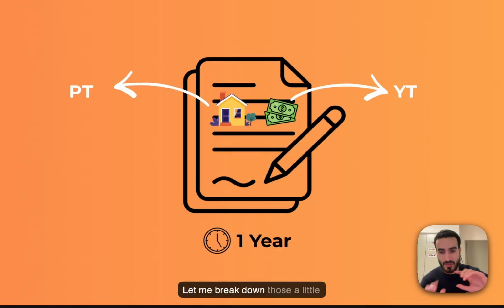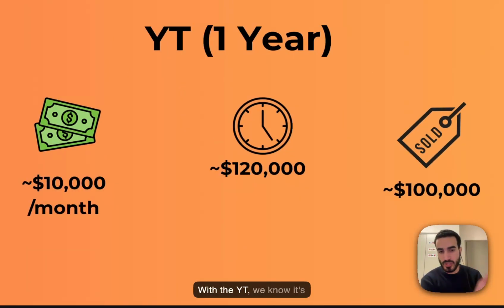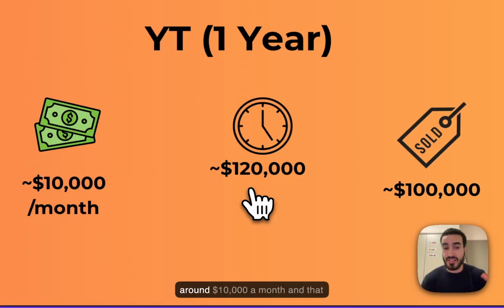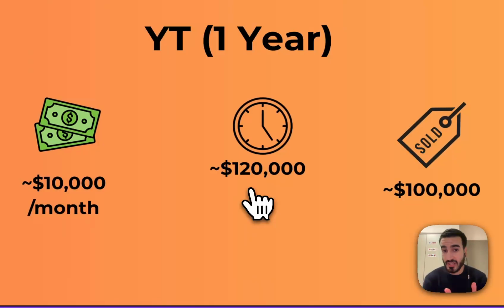Let me break down those a little further, and we'll go with the YT first. With the YT, we know it's $10,000 a month, right? So after a whole year, you should earn $120,000. Now, we're going to say that it's around $10,000 a month, and that is a little more volatile, like it's not for certain. Who knows? The mayor might change rules on people who own houses. They might cap rents, or inflation might increase it. So you're estimating it's $120,000 after the year, but you don't totally know.